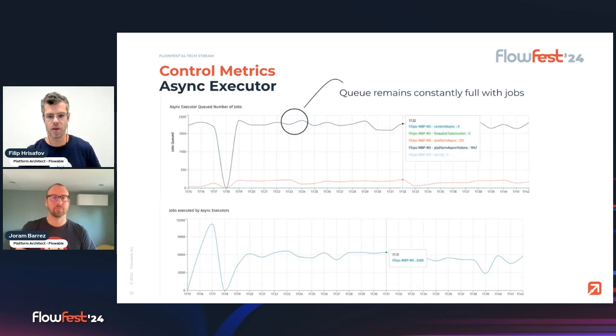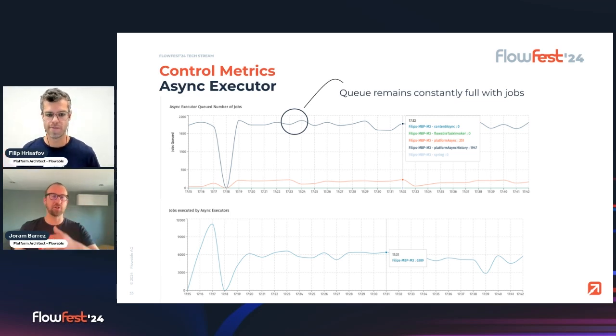And now let's see some metrics, right? These are some metrics which are already available in Flowable Control. Like Joram said, we push these metrics to Elasticsearch, and then we use Elasticsearch and display them in Control. Here we can see the async executor queue, so how many jobs are waiting to be executed, and we can see that the queue basically remains constantly full, which means that there are a lot of jobs that need to be executed.